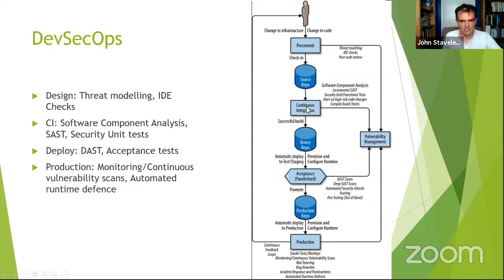Here, continuous integration kicks off, and it can perform software component analysis, security static code analysis, and security unit tests. Then it gets some binaries, which are committed into the repo as well, so they can then be deployed. Here we can do dynamic security tests and automated security attacks with OWASP ZAP. And then in production, you've got monitoring, continuous vulnerability scans, and automated runtime defense, and that feeds back security information to the developer. So you're constantly improving your security profile.